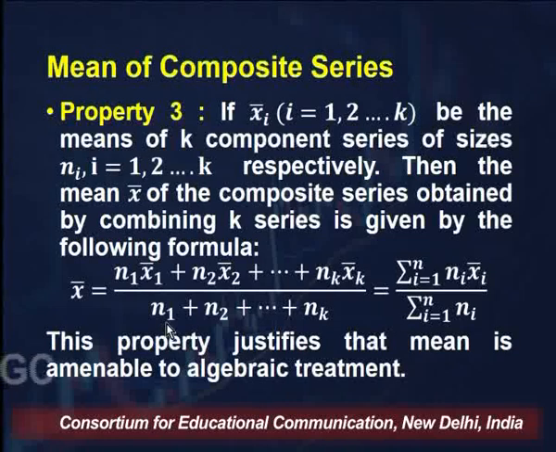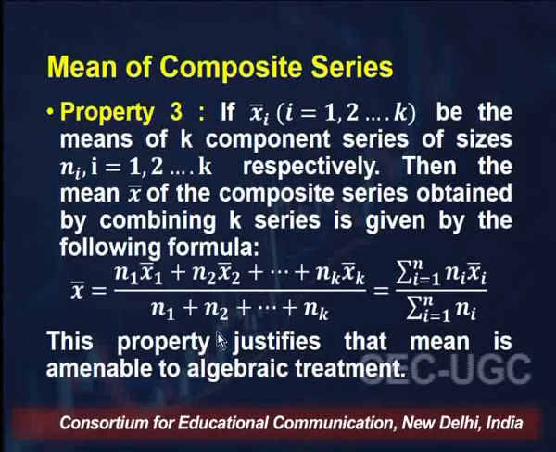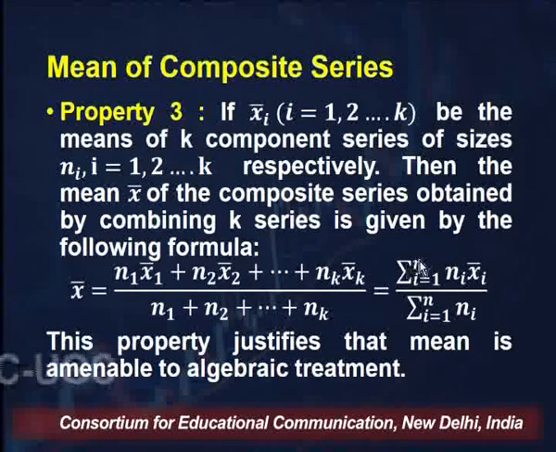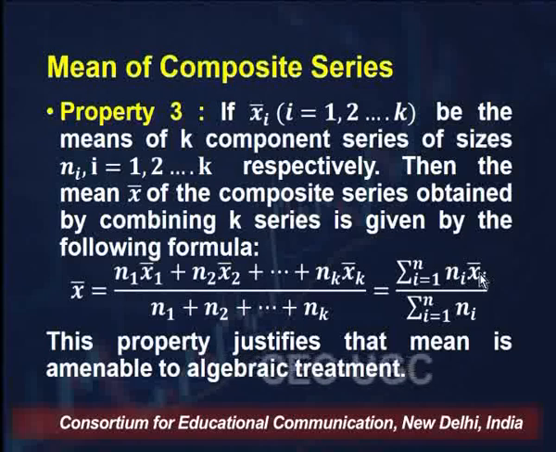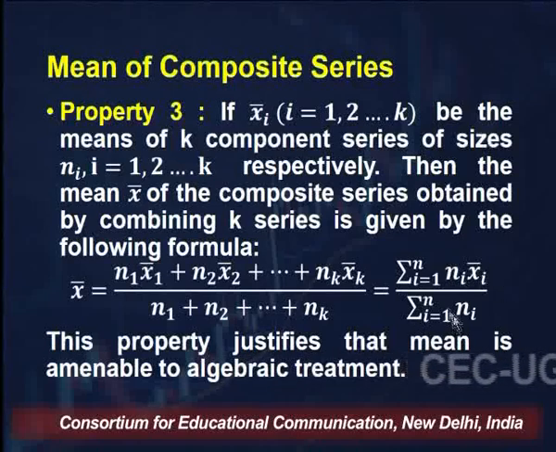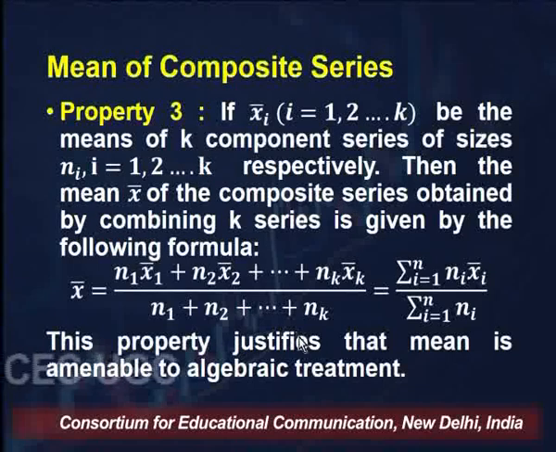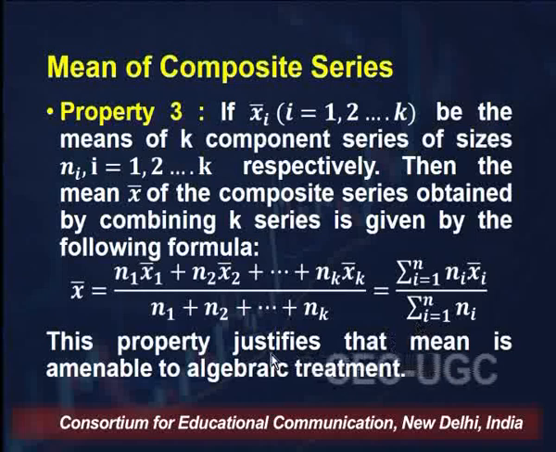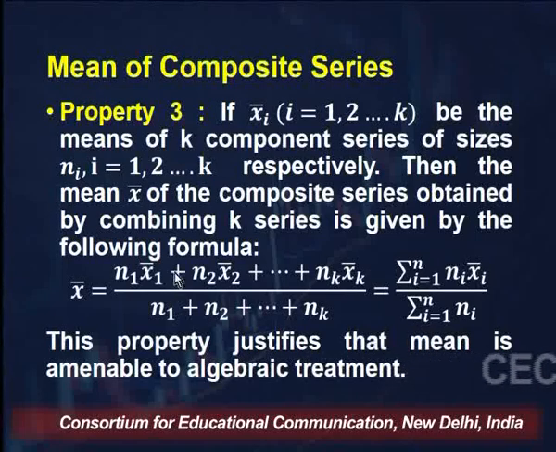So my x bar is actually, as in my previous lecture where I elaborated how to write the summation of this type of finite sums, summation i equal to 1 to k ni xi bar upon summation i equal to 1 to k ni. This property can be stated as: the mean is amenable to algebraic treatment. This is one of the merits of the arithmetic mean.